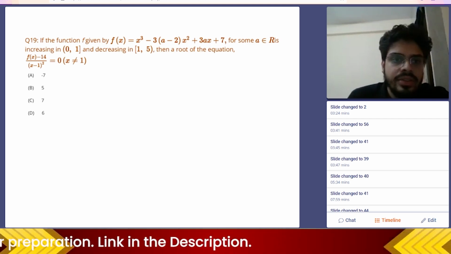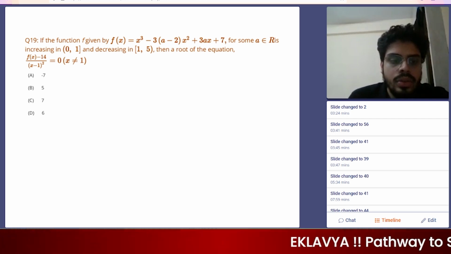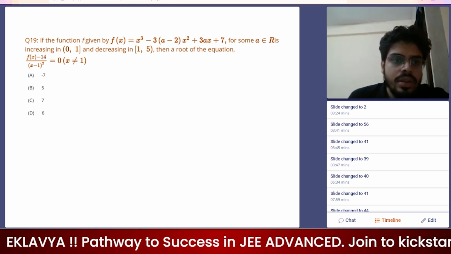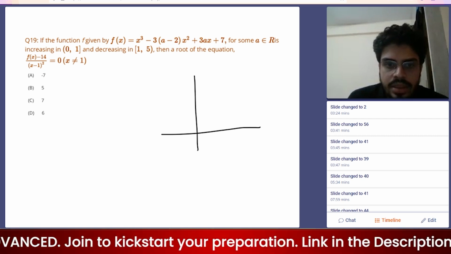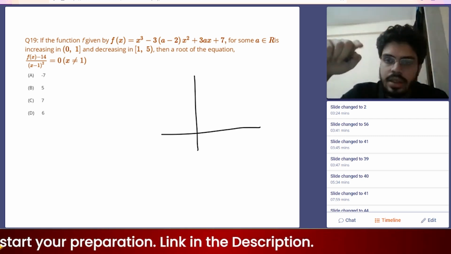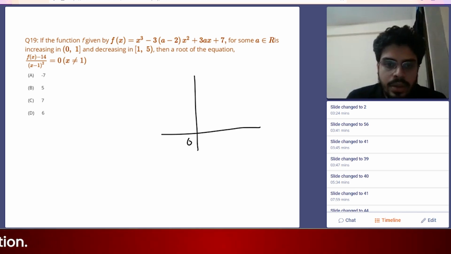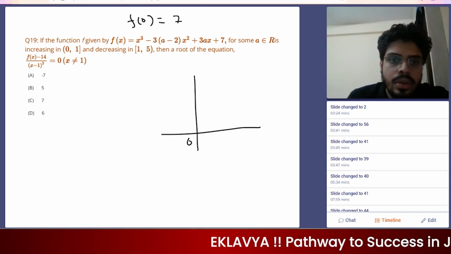Okay, so what is given? The function f of x is equal to x cube minus 3(a minus 2) x square plus 3ax. This is increasing in 0 to 1. So this will be a cubic equation, and we'll have roots. It is increasing from 0 to 1. So let us find f0. How much is f0? f0 is equal to 7.